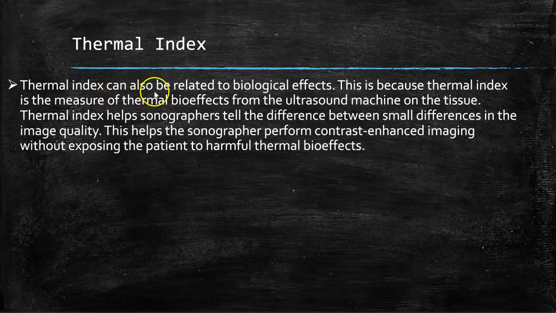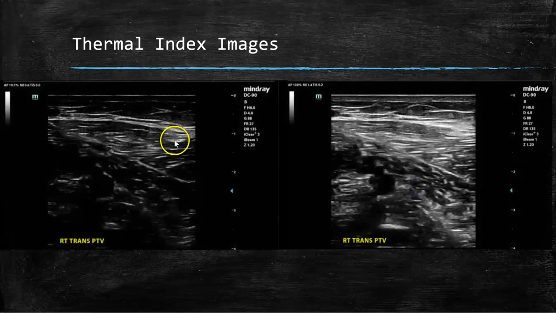Thermal index can also be related to biological effects. This is because thermal index is the measure of thermal bioeffects from the ultrasound machine on the tissue. Thermal index helps sonographers tell the difference between small differences in the image quality. This helps the sonographer perform contrast enhanced imaging without exposing the patient to harmful thermal bioeffects.